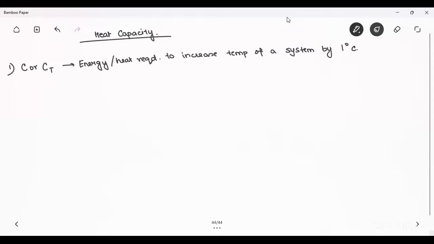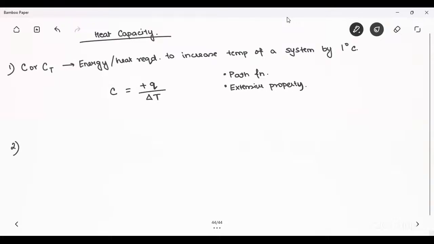Okay. So what is its unit, how is it represented? C is represented as Q by delta T. This is a path function, and this is an extensive property. I have already told you, just to remind you. So, the amount of heat required to increase the temperature of a system by 1 degree Celsius.